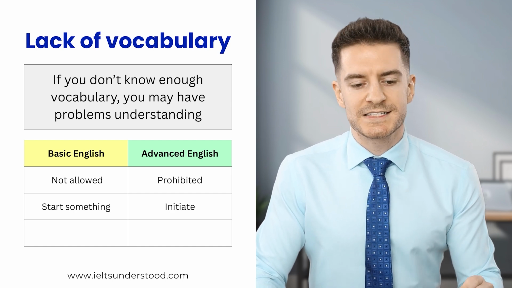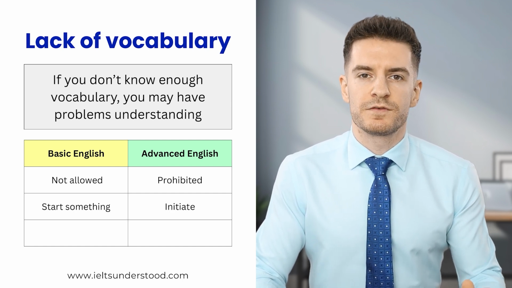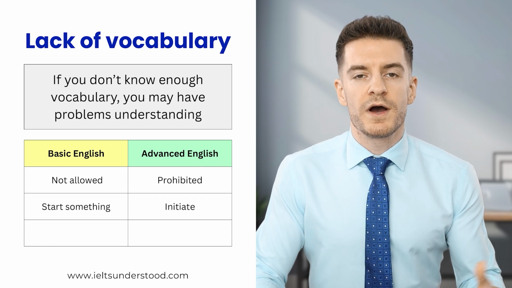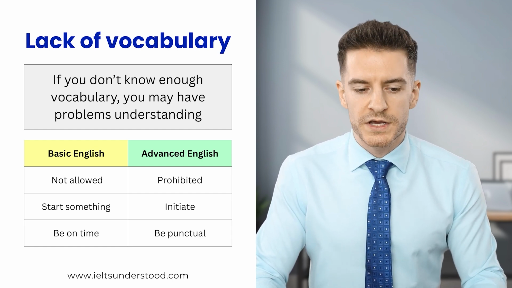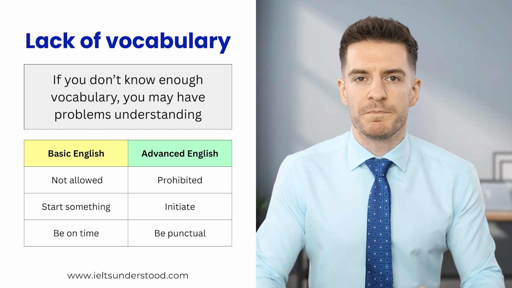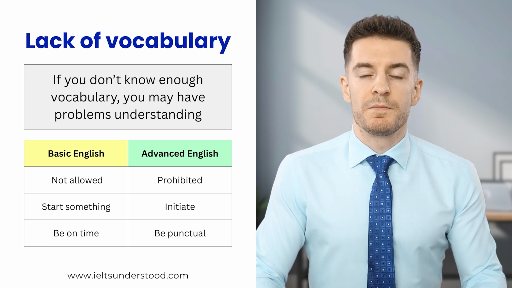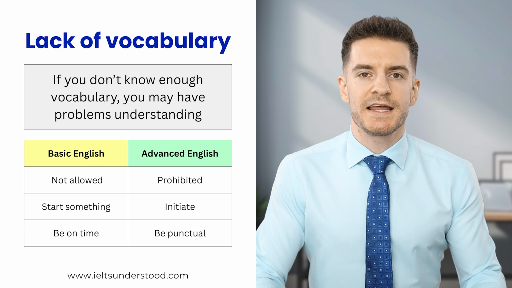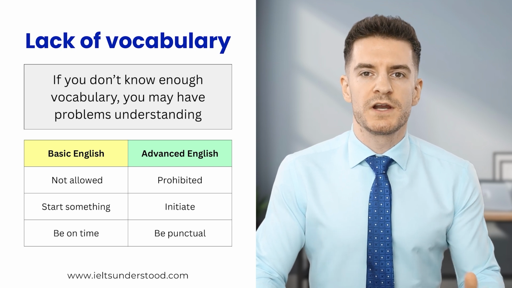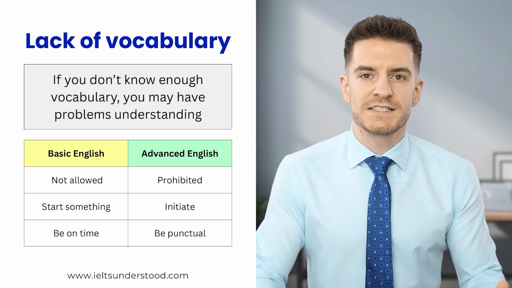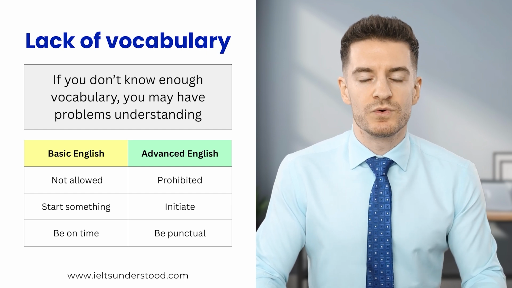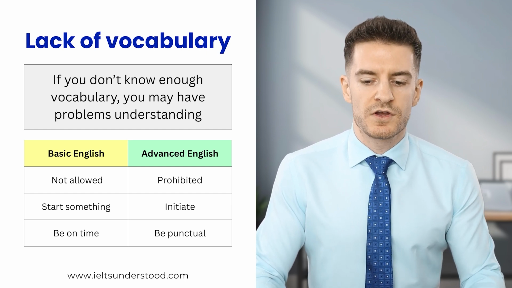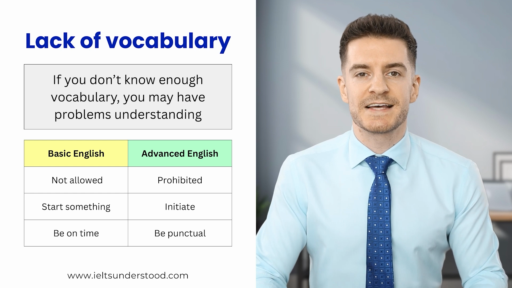Here's the next one, start something. That's very basic English. A more advanced way to say that is initiate. Here's one more example, be on time. That's very basic, but a more advanced way to say that is to be punctual. So let's pretend that in the question it says on time, but the speaker actually says punctual. Well, you need to understand what that means to get the answer right.